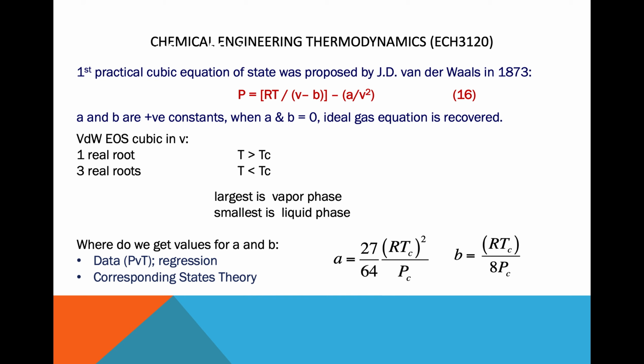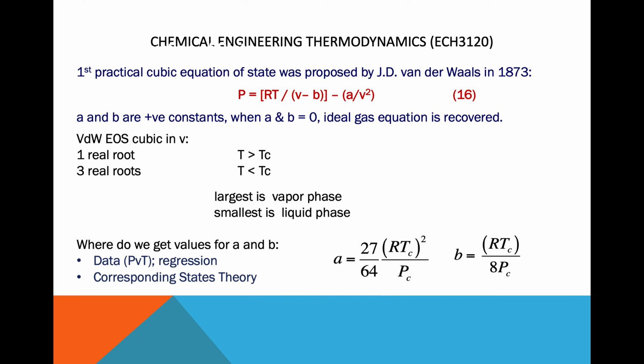The van der Waals equation of state is cubic in V, with one real root if the temperature is higher than the critical temperature, and three real roots if the temperature is lower than the critical temperature. It is worth noting that the largest root is the vapor phase and the smallest is the liquid phase.